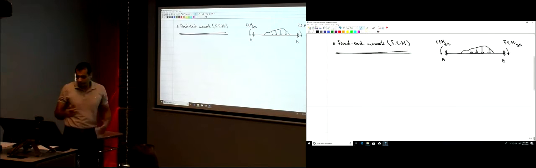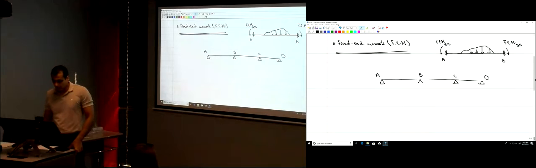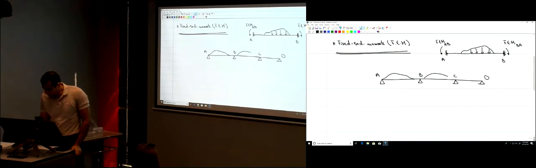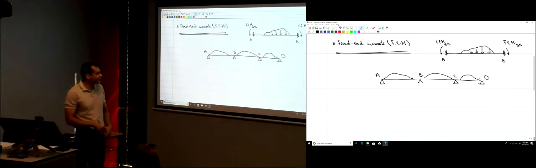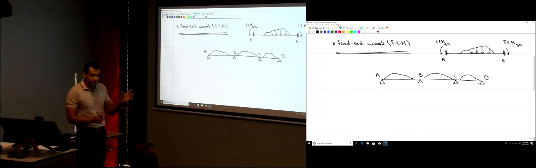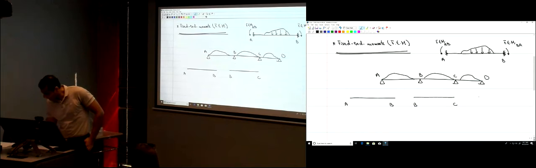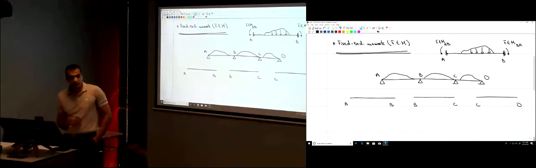Because there might be another member. For example, if you have a beam that looks like this, so this is A, B, C, D, and there are some forces applied here. And I ask you, how much is the fixed end moment at point B? If I ask you this question, you have to have a member. So here you have to break this beam into different members. So here we're going to have member AB and member BC and member CD.